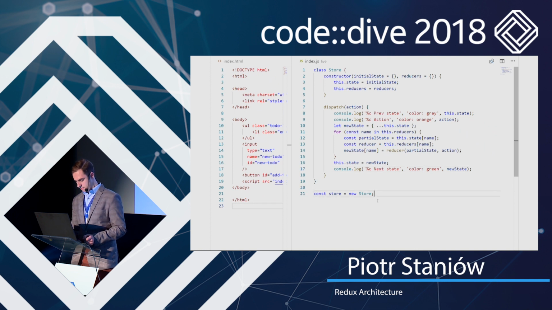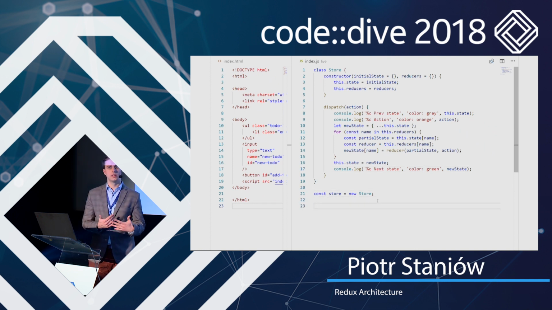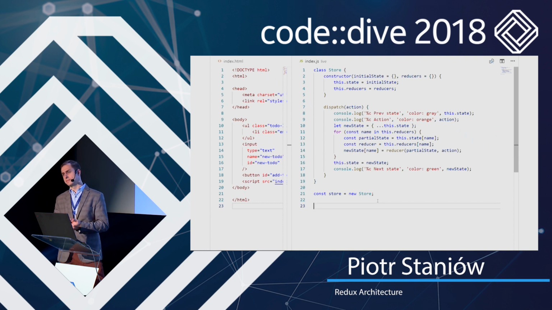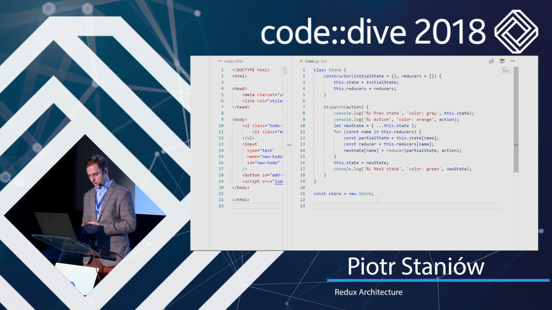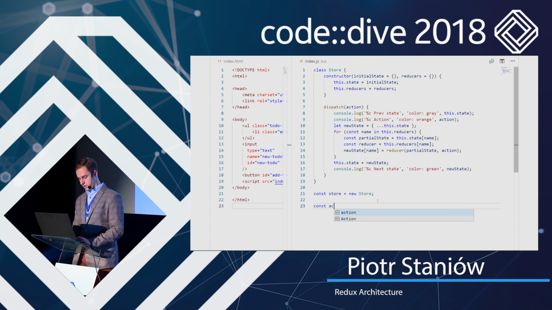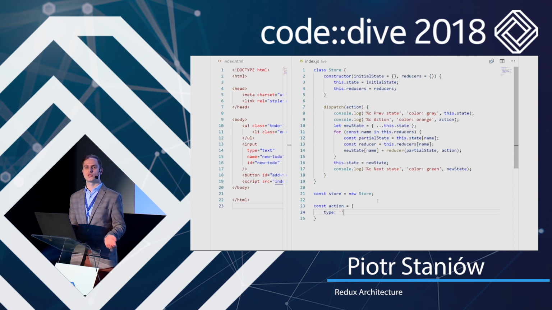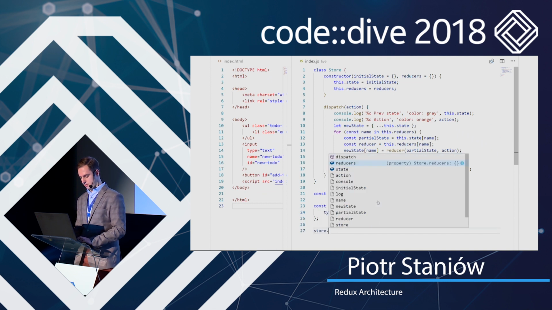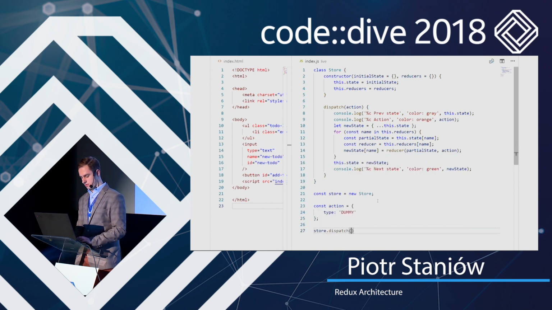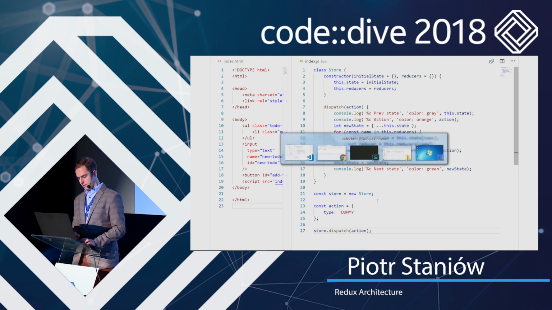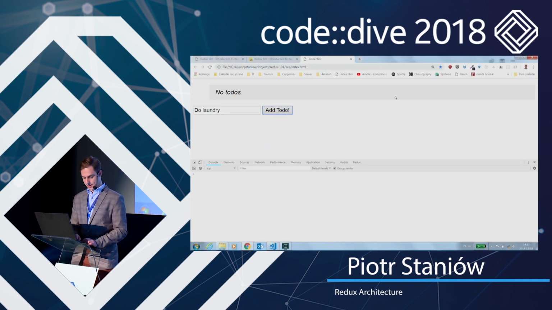Okay, and another thing is that we probably need some action to be dispatched. So, as I said, it is a simple event object that has some type. Well, type is a string. So let's start with a dummy action. And let's use store.dispatch to actually dispatch this action. So that's the initial part, and let's see if it works. Maybe it does.